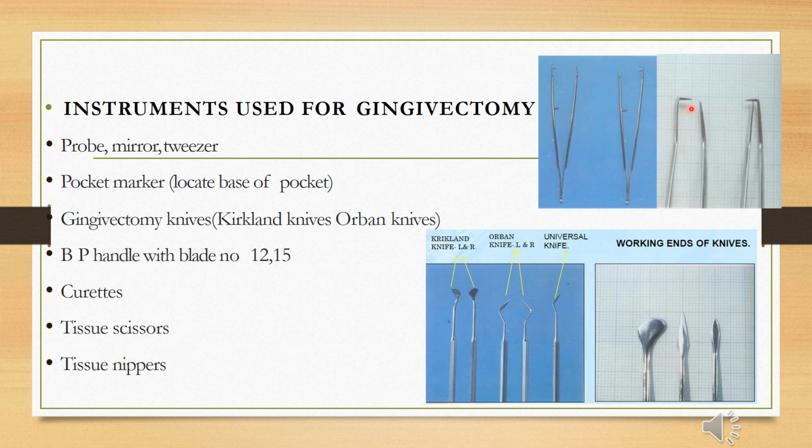You can see that one side has the vertical bend and the other one has the sharp vertical point. And we have gingivectomy knives. We have Kirkland knife, and the interdental type Orban knives, and also the universal knife. These are the gingivectomy knives available. We should also have a BP handle with blades 12 or 15, and also curettes, tissue scissors, and tissue nippers.